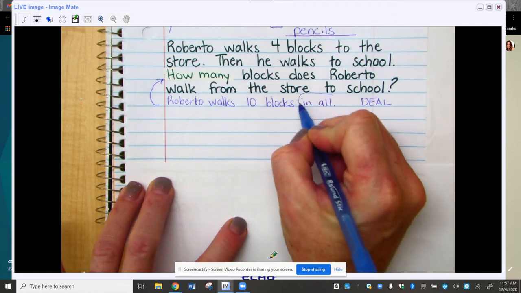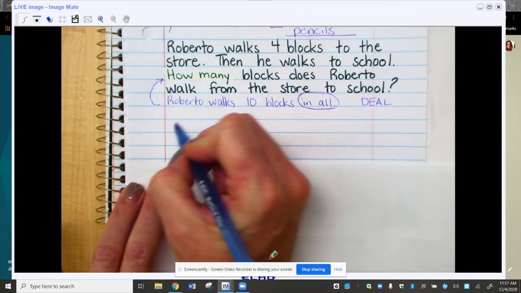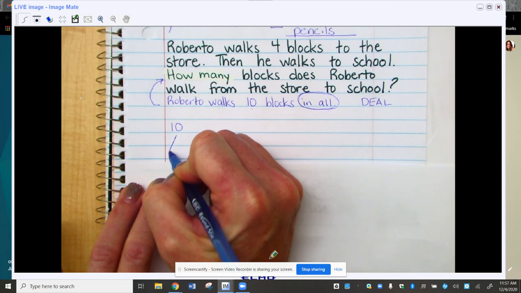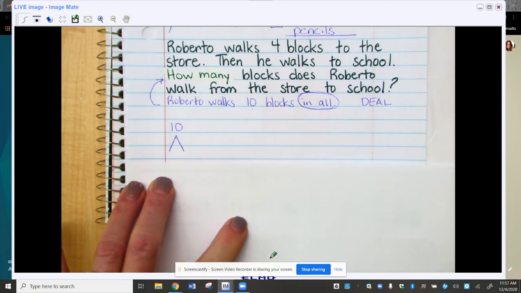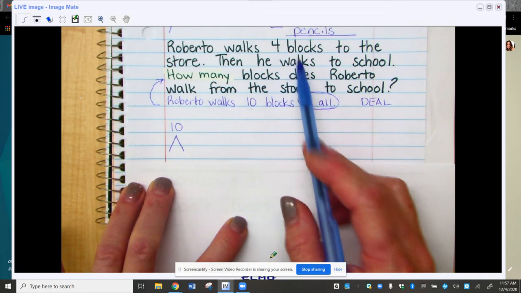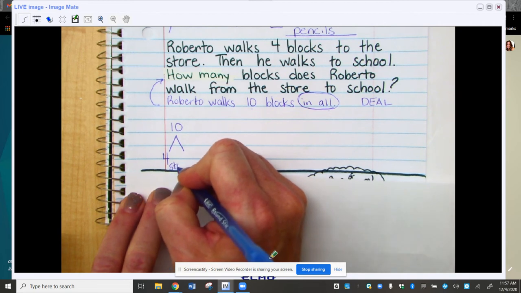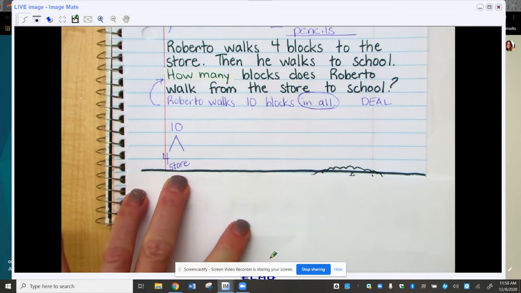There are those words again, in all. And that tells me that this is my total, right? So let's go ahead and put that in our math mountain. Okay, you write your math mountain on your paper. And what is the other number that we know? We know that he walks 4 blocks to get to the store. So I'm going to write 4, and I'm going to write store. I'm going to write that whole word on here because school also begins with the letter S, and I don't want to be confused. Okay, so we know the total is 10. We know one of the partners is 4.